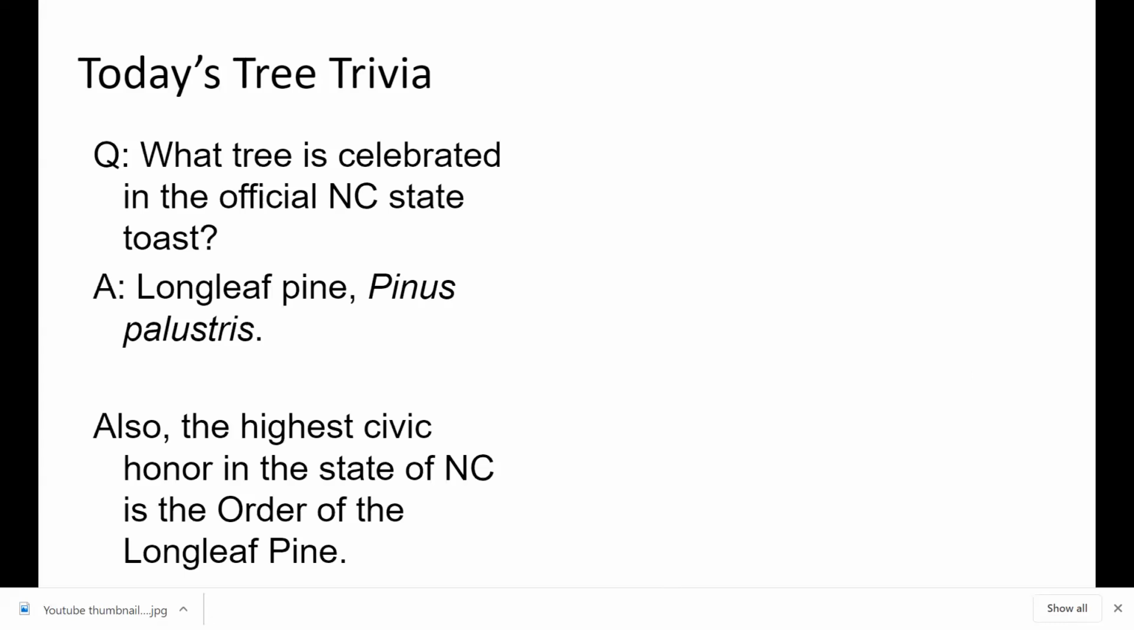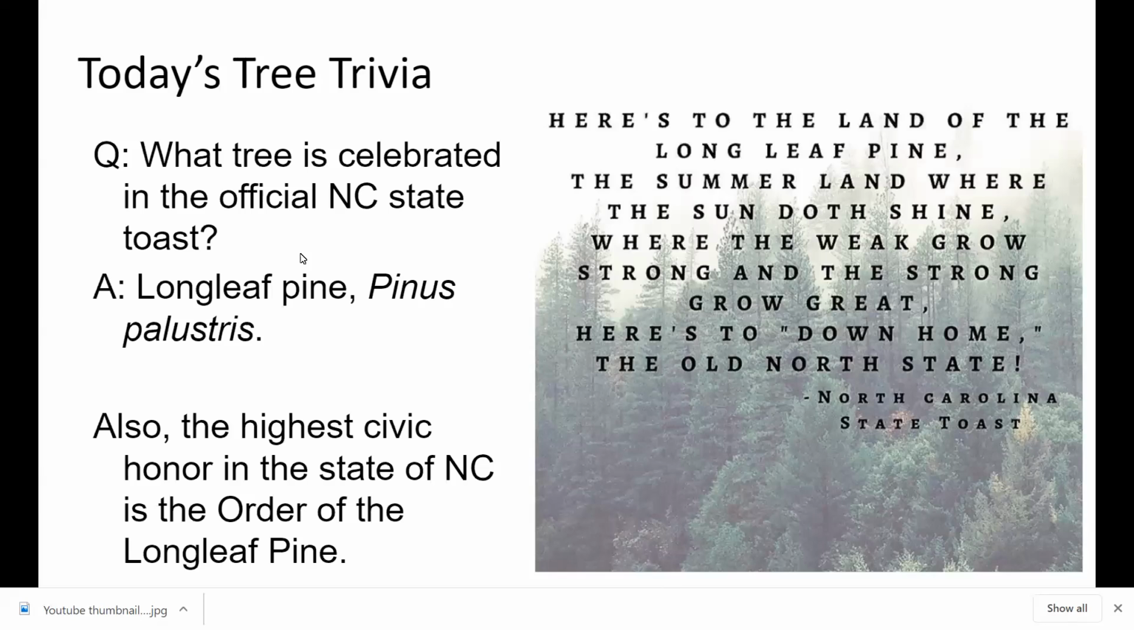Also, if you are recognized in North Carolina, the highest civic honor in the state is called the Order of the Longleaf Pine, and that actually authorizes you to give the toast, which has many verses, but the first verse that everyone's familiar with is, "Here's to the land of the longleaf pine, the summer land where the sun doth shine, where the weak grow strong and the strong grow great. Here's to down home, the old North State."